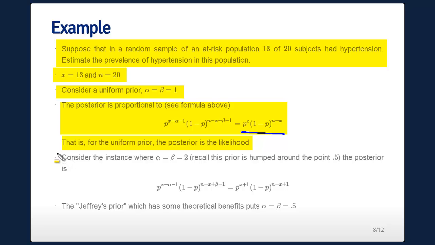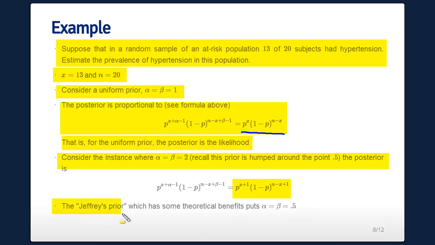So consider the case where alpha and beta are 2. This prior is kind of humped around 0.5. Then we wind up with something that is not the likelihood. We wind up with p to the x plus 1, 1 minus p to the n minus x plus 1. The Jeffreys prior is a famous prior in this case, and has some theoretical benefits. It puts alpha and beta at 0.5.